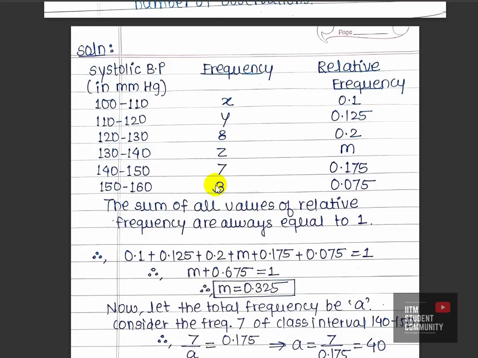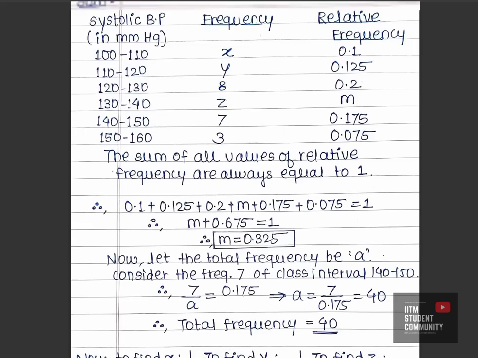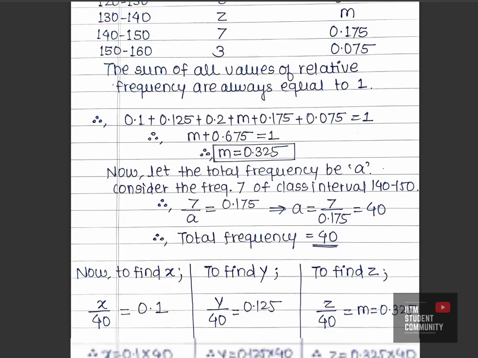Now let the total frequency be a. If we consider frequency 7 of class interval 140 to 150 for finding the total frequency, we use relative frequency equals frequency upon total frequency, which we have considered a. Therefore total frequency turns out to be 40. And in a similar way, we find the values for x, y and z.